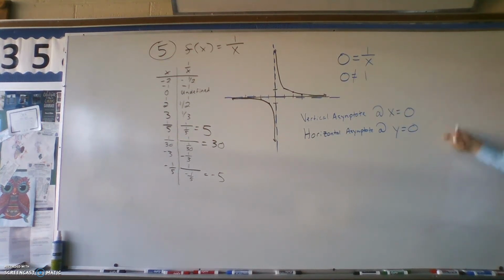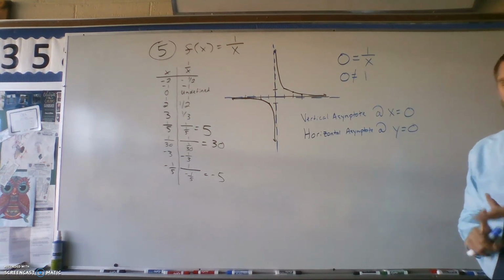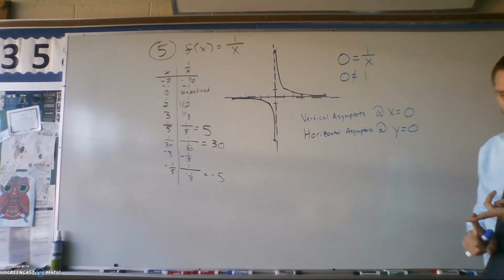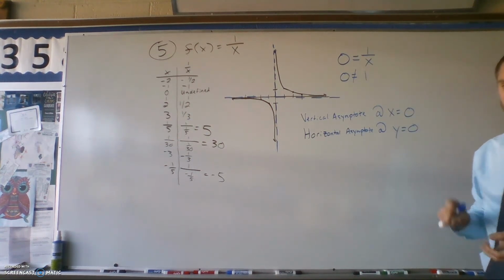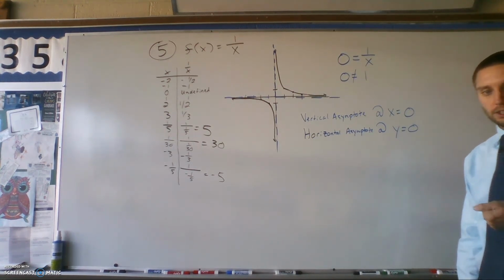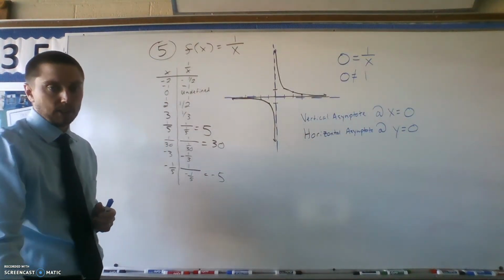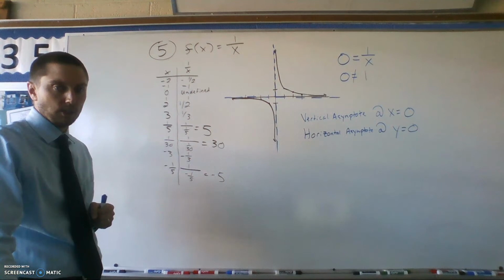X equals 0, that's my vertical line at 0. Okay, so this parent function has no x-intercepts, has no y-intercepts, and the reason why is because it has a horizontal asymptote at y equals 0, and has a vertical asymptote at x equals 0. Okay, so this is a little bit trickier of a parent function, but one that we have to be comfortable with, and you really need to know these features.